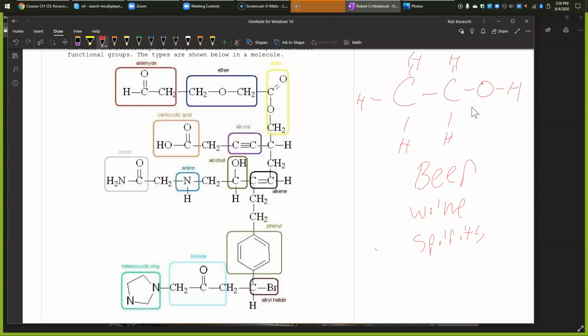So, if I have a carbon, and that carbon is attached to another carbon, and that carbon has 2 bonds to an oxygen, and then on the other side of the carbon it's an H, that's an aldehyde. Where have you heard aldehyde before? Formaldehyde. Okay, so you want to preserve things to keep dead things dead and not decayed.